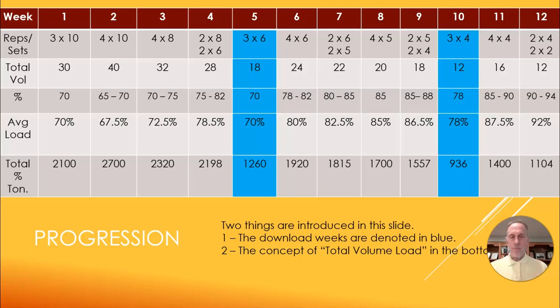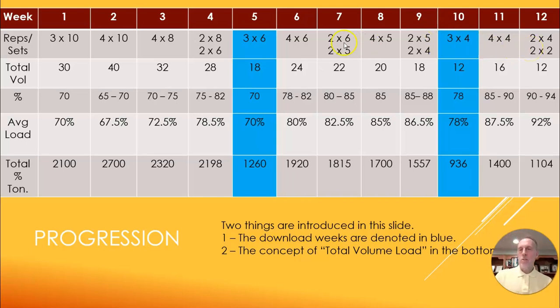So with progression, there's 2 things we're talking about. We have download weeks, which is a little bit out of the context of what we're talking about here. And then we have total volume load in the bottom row. So if we take a look at this, in weeks 1 through 12, we got 3 sets of 10, 4 sets of 10, 4 by 8, 2 by 8, 2 by 6, 3 by 6, 4 by 6, 2 by 6, et cetera.